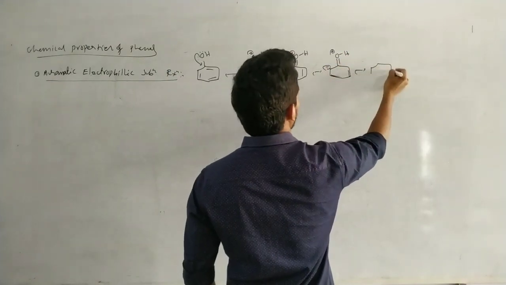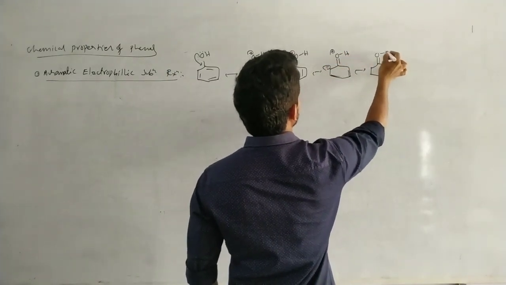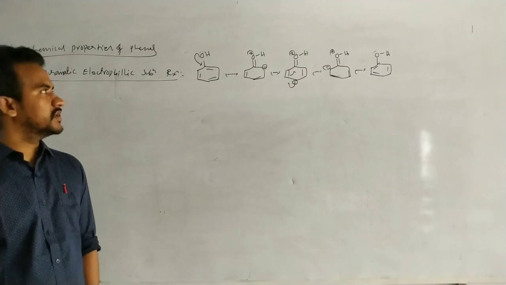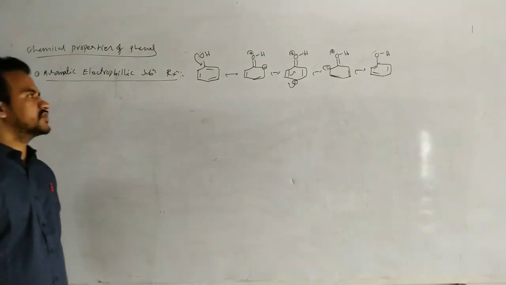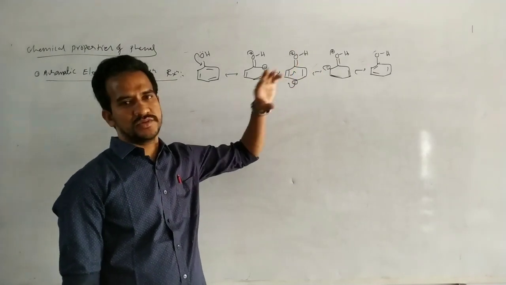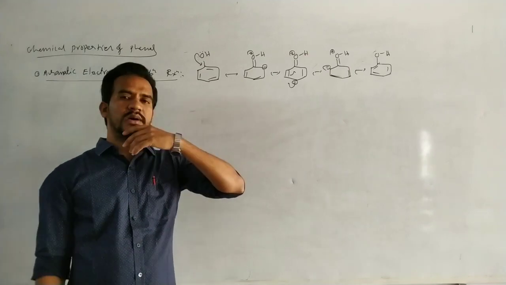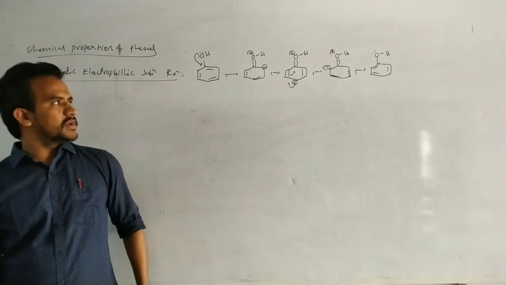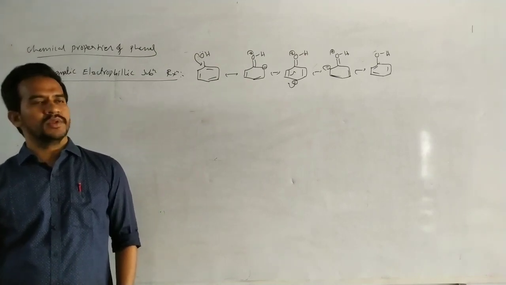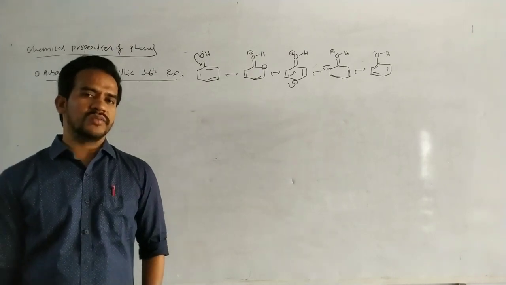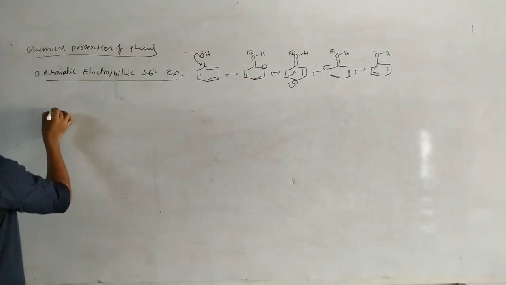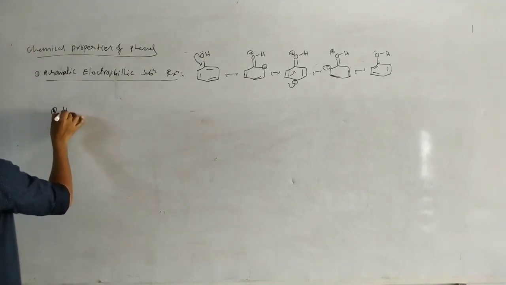So totally 5 resonating structures for phenol. In these resonating structures, this ortho carbon has a negative charge, this para carbon has a negative charge. That means the ortho and para carbons have more electron density, so the incoming electrophile attacks at the ortho and para positions. And this OH is a strong donating group, so phenol is highly reactive in aromatic electrophilic substitution reactions. First, halogenation.